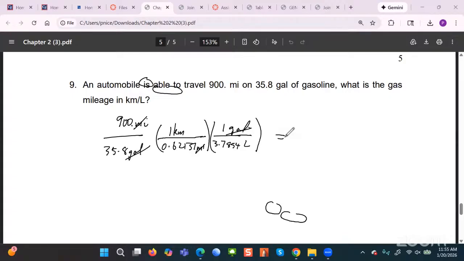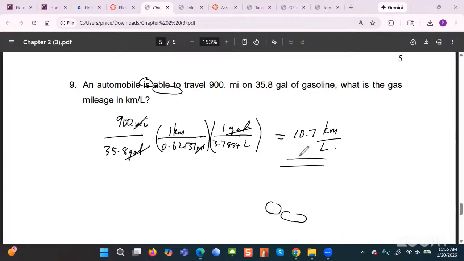And I got 10.68 and some other digits, but in this case, I need to round to 3 sig figs. So the answer would be 10.7, and the units would be kilometers per liter, as required.